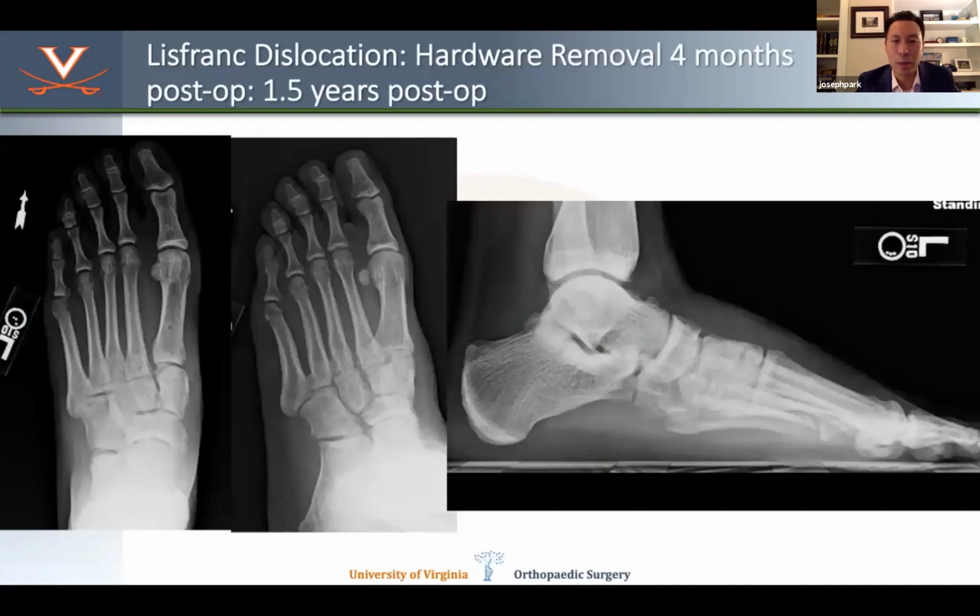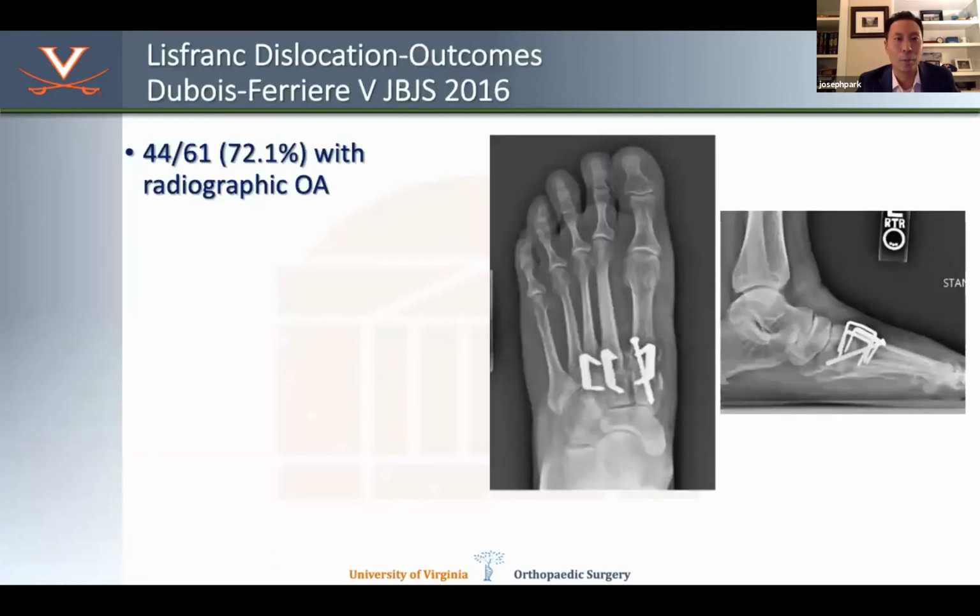I took his hardware out about 4 months post-op, and he maintained his alignment quite well, had reasonable arch support and arch alignment, and he was able to go back to football. He did play in the CFL for a few seasons, but did not have a long career in football.